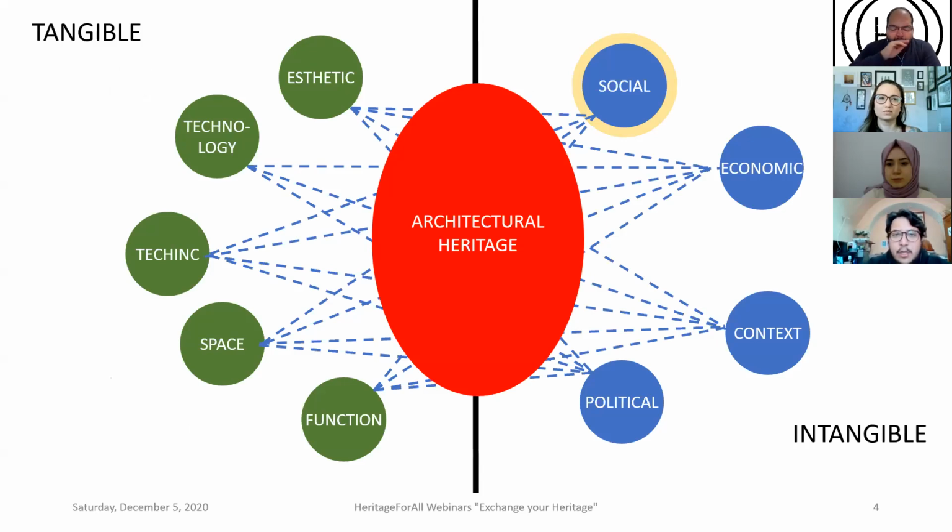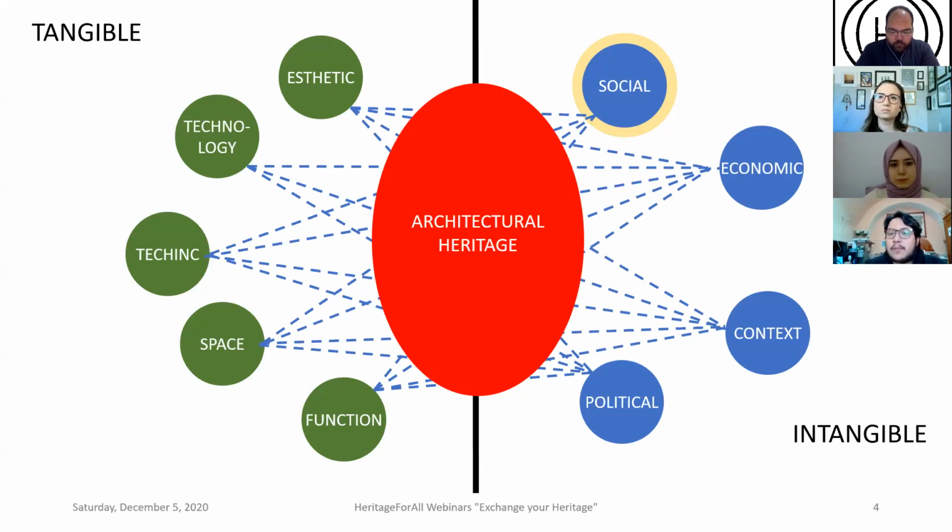And so in architectural heritage, we also have these two great worlds of tangible and intangible values. We have the aesthetics, we have technology, technique, space, and function. We all can see and touch and perceive these things because they are part of the image, part of the body of the architectural heritage. But on the other hand, there are some kinds of values that we cannot see quite immediately, like political values, context values, economic values, and social values.